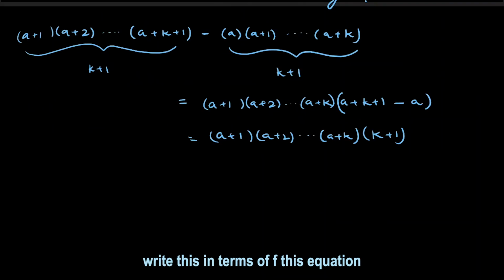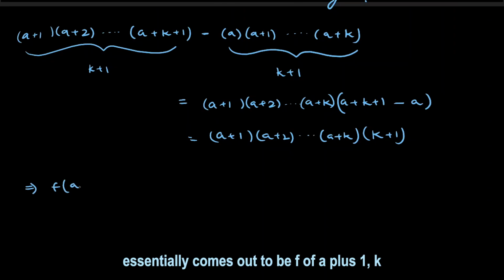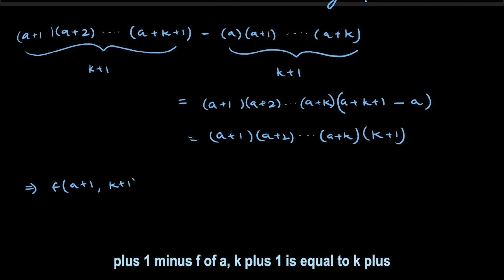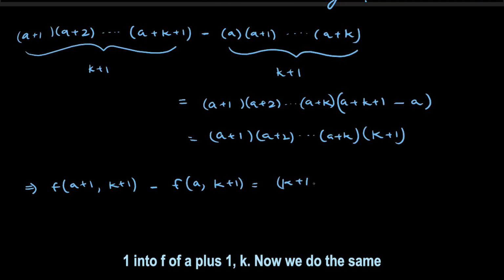Now, if we have to write this in terms of f, this equation essentially comes out to be f of a plus 1 comma k plus 1 minus f of a comma k plus 1 is equal to k plus 1 into f of a plus 1 comma k, right?